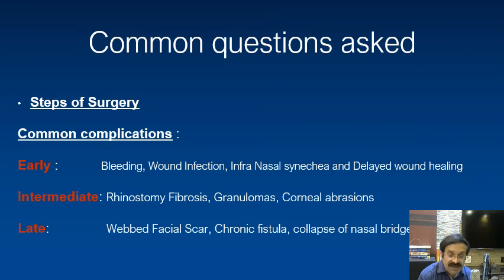Now, late complications: a webbed facial scar. This is so common that a webbed facial scar will give you a hint that a previous surgery over the sac has been done. A chronic fistula could occur, and a collapse of the nasal bridge. So you could have a saddle nose. This happens when, in your over enthusiasm, you create a very big ostium, resulting in the collapse of the nasal bridge. It's rarely seen, but nonetheless.